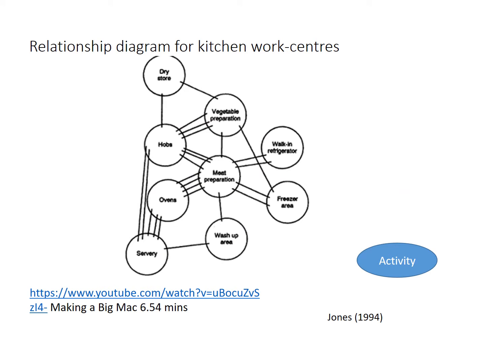Relationship diagram for kitchen work centers. Again, it's going to be quite dynamic. Dynamic in terms of the dry store leading to the hob and vegetable preparation, leading to the meat and the freezer area, and the meat preparation leading to vegetable, the hobs, the ovens, the wash up area, the freezer area, and the walk-in refrigerator. So we can see the relationship diagram for the kitchen work centers. It's quite dynamic.